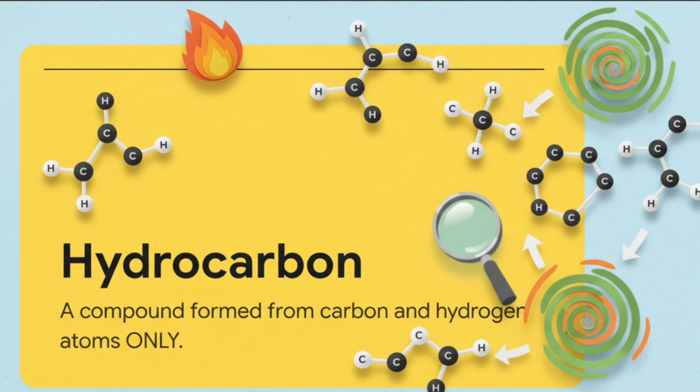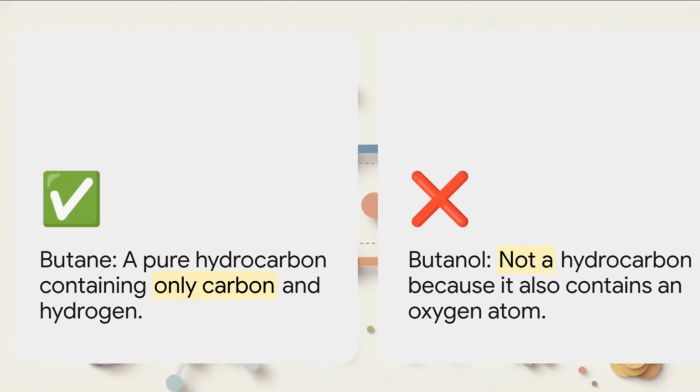That's it. Natural gas, propane, gasoline, those are all just different hydrocarbons. They're the first, most basic family in the whole organic chemistry playbook. And this slide nails that one rule perfectly. On the left, you've got butane. See? Just a chain of carbons loaded up with hydrogens.